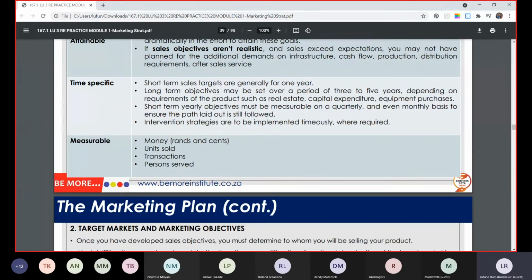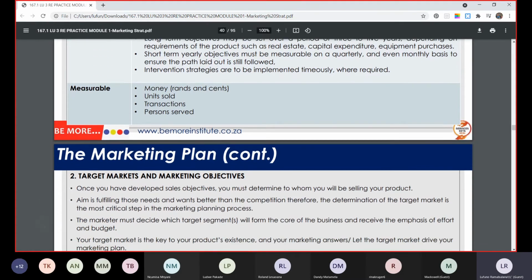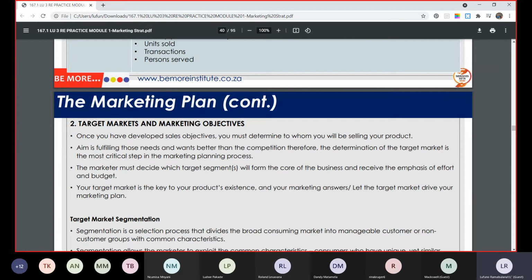The way you are able to measure in rands, it has to be measurable in money terms, number of units sold, transactions, how many transactions have gone, persons served, how many people actually have been served. So it's important to be able to have those things being clear.